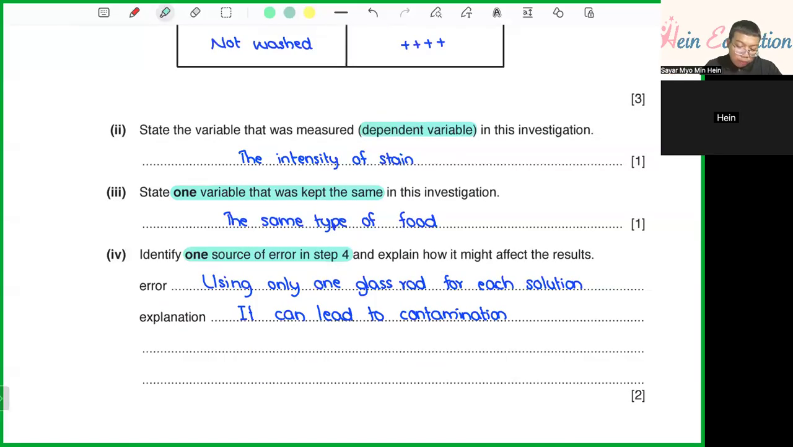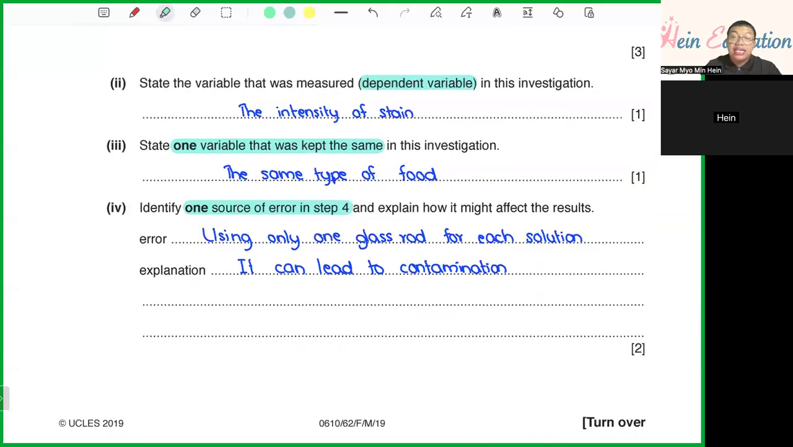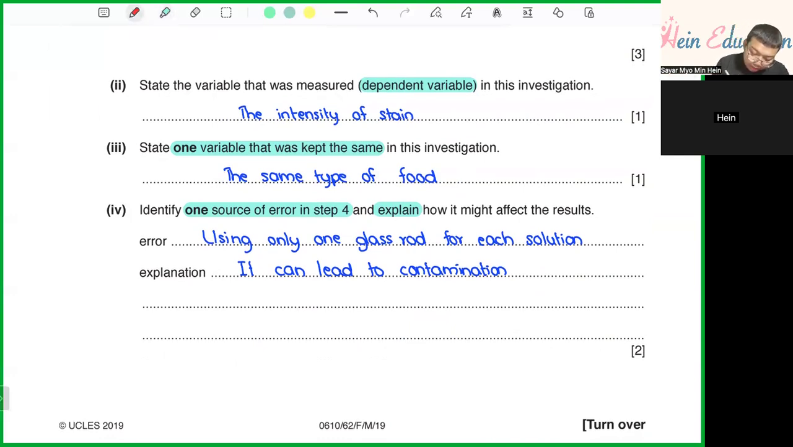And for question number 4, it asks to identify one source of error in step 4, right? You see that they ask you about error, and then you need to explain how it might affect the result. So here, the error would be using only one glass rod, or one unwashed glass rod, for each solution, and it can lead to contamination. So here I wrote it down, but my T is a little bit different. Okay, so here it can lead to contamination.